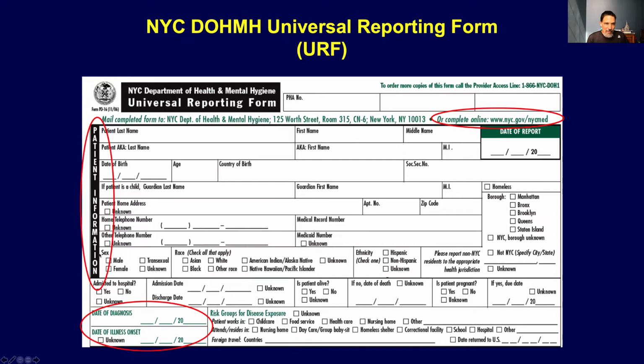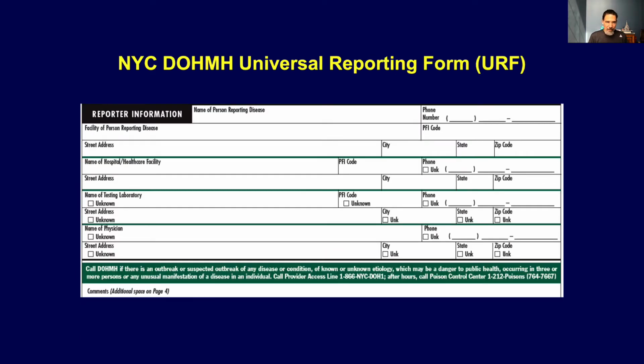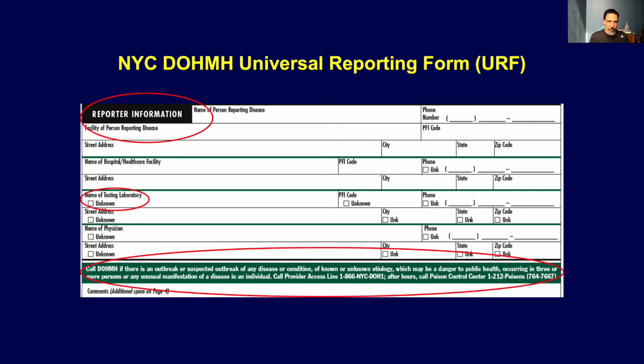It has places for patient information. Importantly, it's getting things related to the date of diagnosis and the date of illness onset, if there was illness. So this is what providers are filling out when they're reporting a so-called case of disease or another notifiable event. They also capture information on who's completing the form, who's reporting the case, and they get from the providers the name of any testing laboratory that was used where they may have sent specimens.